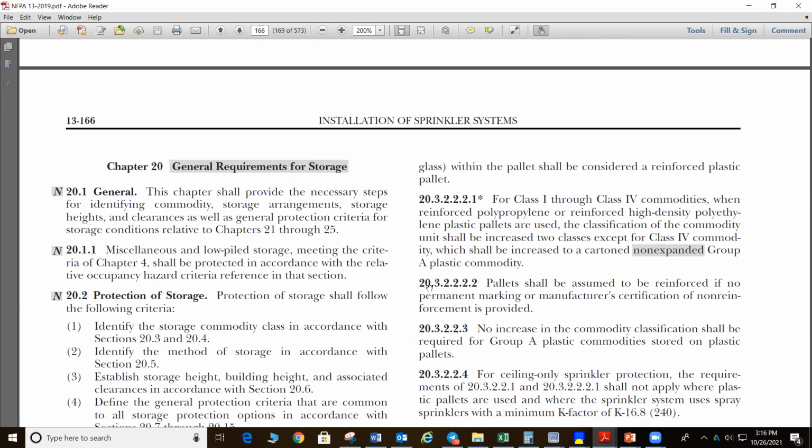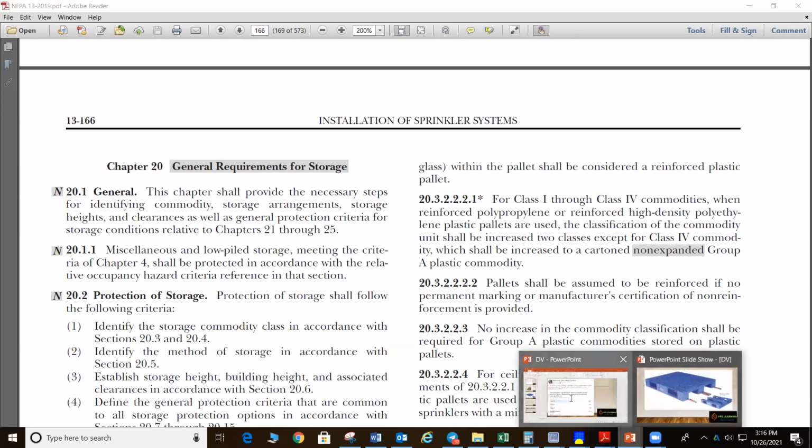Now the next paragraph, 20.3.2.2.2.2, talks about pallets shall be assumed to be reinforced. Pallets shall be assumed to be reinforced if no permanent marking or manufacturer certification of non-reinforcement is provided. So basically, if you don't know exactly what the type of plastic pallet is, you have to use the highest one, which is the reinforced plastic.